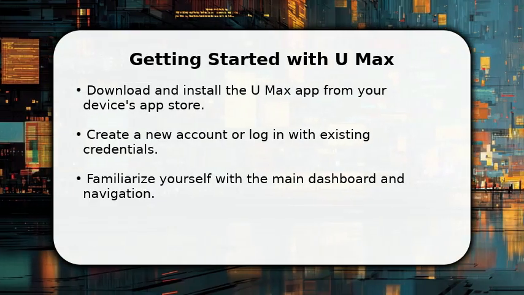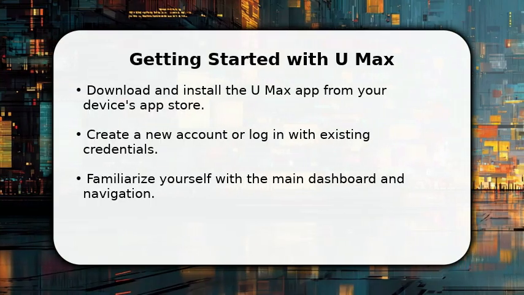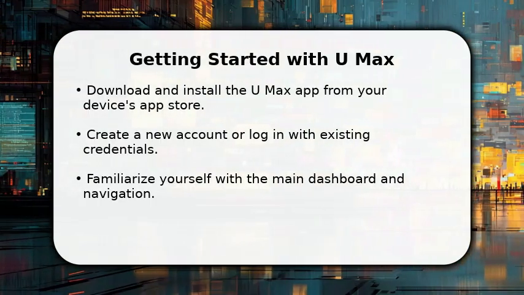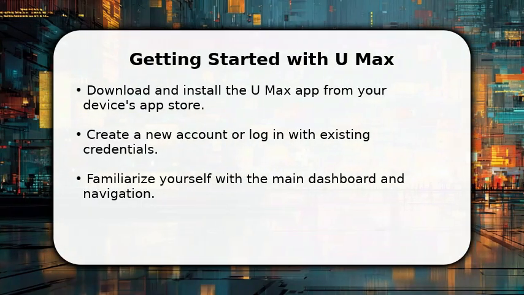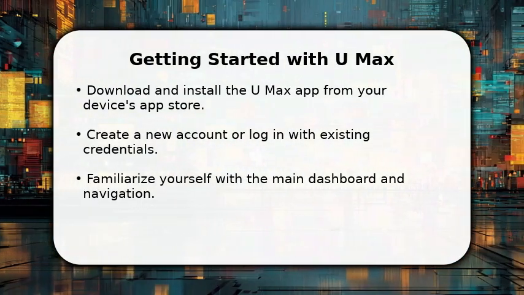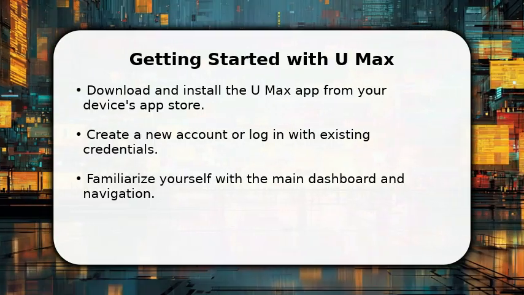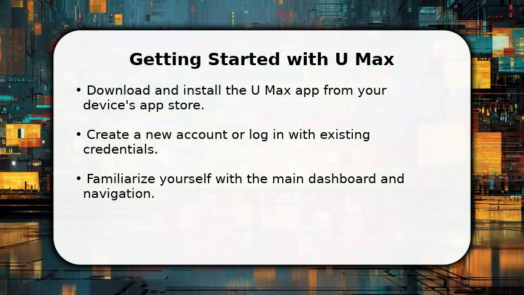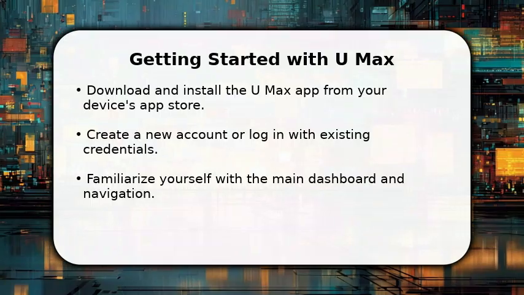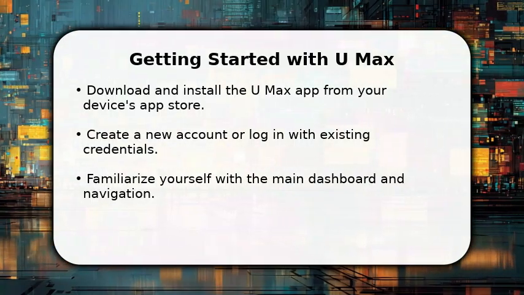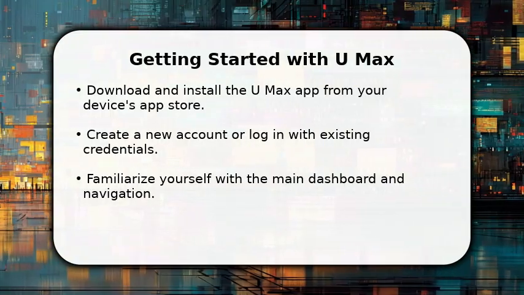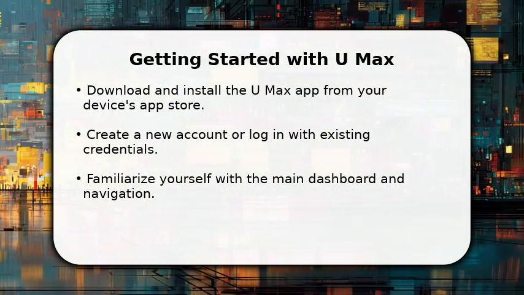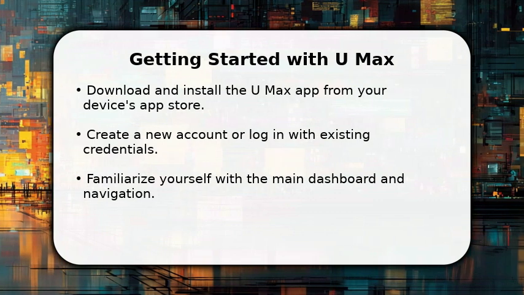In this video, I will explain how to use the UMax app. First, download and install the UMax app from your device's App Store, which is available on both iOS and Android platforms. Next, create a new account using your email or log in if you already have one. Once inside, take a moment to familiarize yourself with the main dashboard, where you'll find quick access to all essential features and settings, typically laid out in a user-friendly interface.